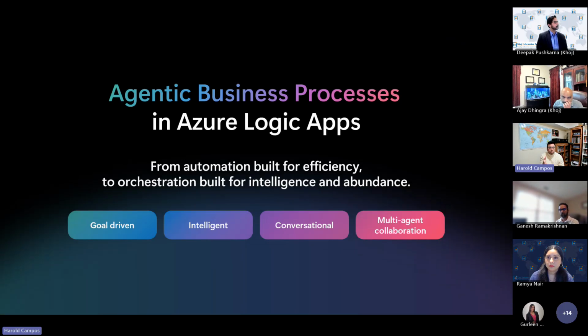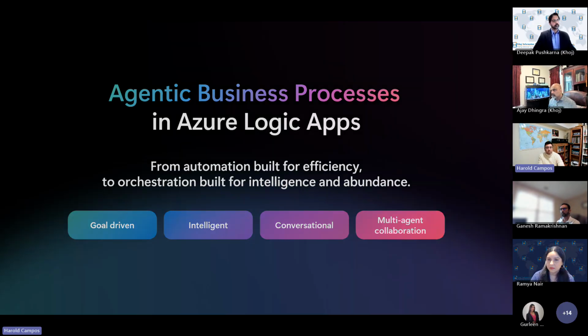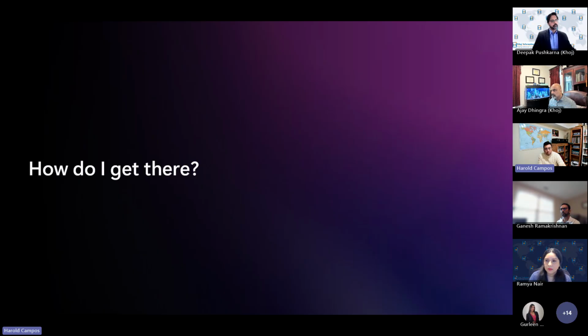with agentic business processes in Azure Logic Apps. We have a set of Azure Integration Services that allow you to connect to systems and through steps and everything. Logic Apps is the platform that will allow you to grow business processes in an agentic manner, from automation built for efficiency to orchestration built for intelligence and abundance. It's code-driven, intelligent, conversational, multi-agent. It provides multi-agent collaboration. So all of these things are possible, leveraging the assets that you had, the legacy that you had built. And this is applicable to your legacy platforms.